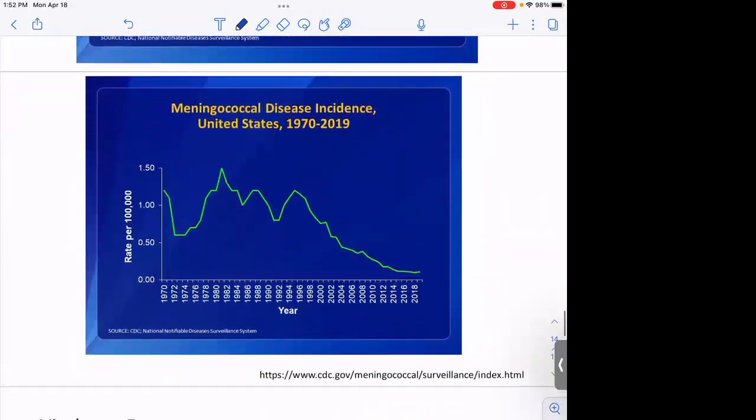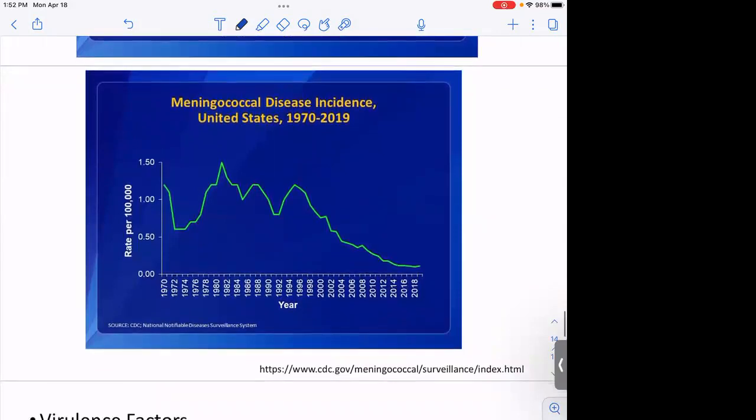And I thought this was interesting, a look at the incidence of meningococcal meningitis since about 1970. So you can see today we're really low. The first vaccine to this came out in 1978. So right here, when it was at its height, we came out with a vaccine, and that probably had something to do with the incidence getting lower.